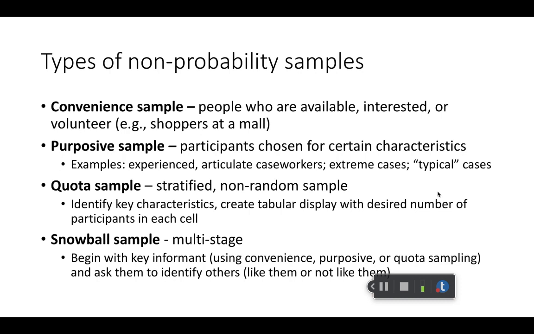But finally, the final type of non-probability sample is called a snowball sample. And this is very much like a multi-stage scheme, where you begin with key informants, people who you'd like to learn from, and you can do this in any way using convenience, purposive, or quota sampling. And then you ask them to identify others, so that's the second stage. You could ask them to identify other people who are like them or people who are not like them, and to give you contact information so you can follow those people in your study.